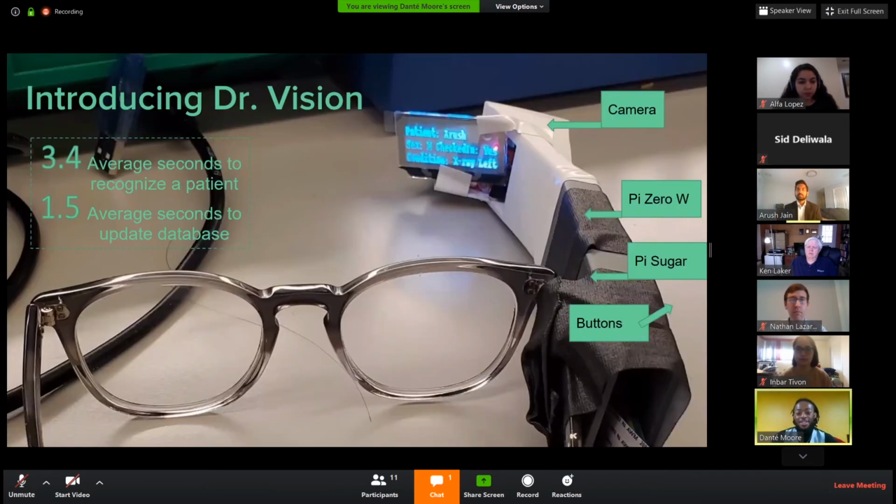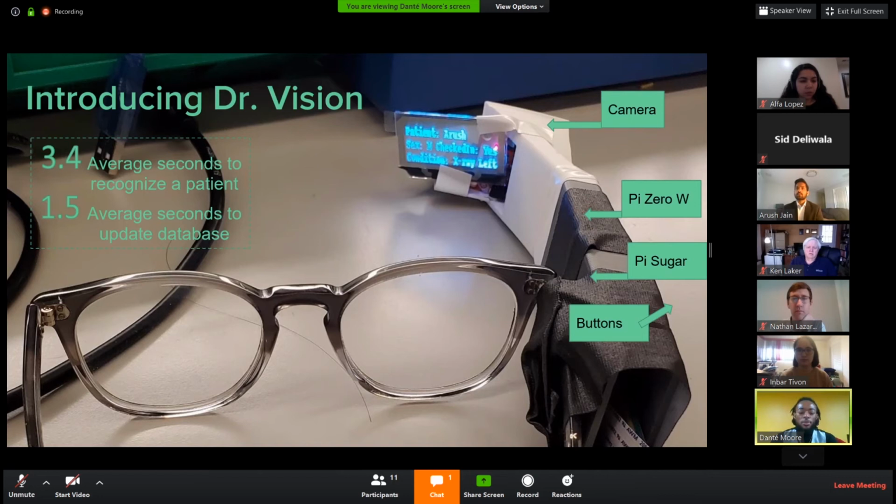Introducing Doctor Vision, a fully enclosed attachment for glasses that create AR goggles that will help medical professionals with the issues that we mentioned before. Visually going through our device and beginning at the front, we have the ArduCam that uses facial recognition to identify our patient. This camera is connected to a Pi Zero that is powered by its counterpart, the Pi Sugar. The Pi Zero interacts with our database to collect the patient information. And the button on the side is the user interface that brings the entire device together.